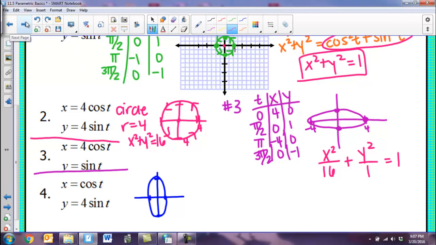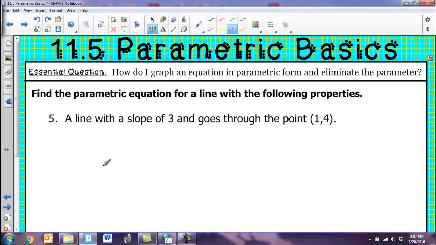And I have one last thing that we're going to talk about using parametrics, and that's if they give you a set of parameters, a set of instructions to write a parametric equation with certain properties. So it says that we have a slope of 3 and it goes through this point. And so I could look at this equation and I know it's going to go through 1, 2, 3, 4, and then it has that slope of 3, so it's going to go up 3 over 1, or it'll go down 3 over 1. So that's what it's going to look like.